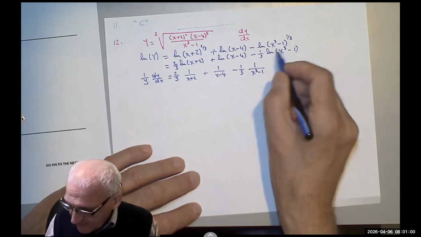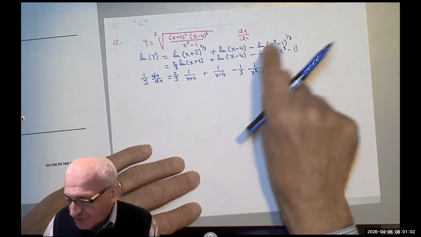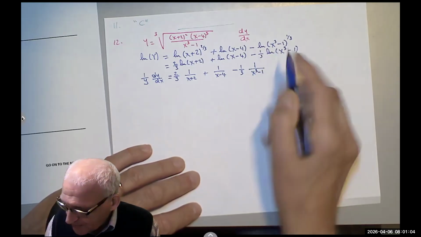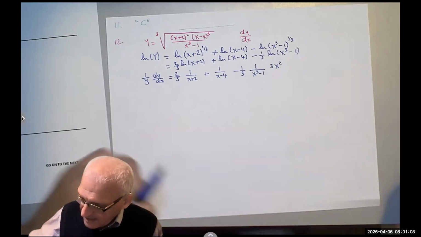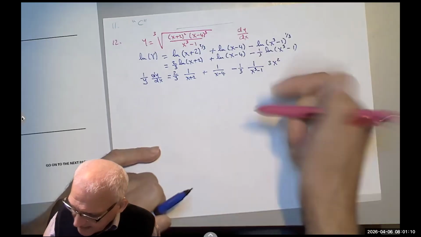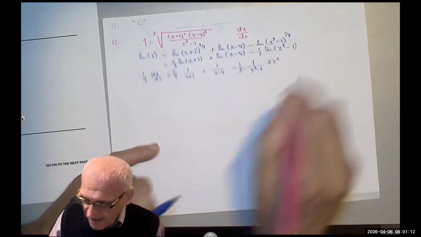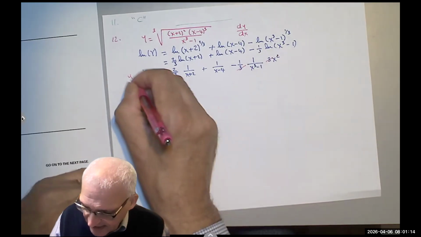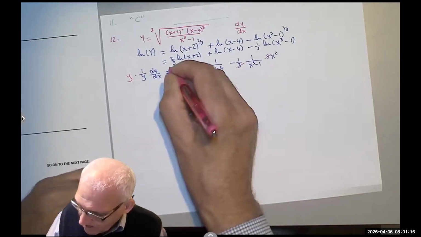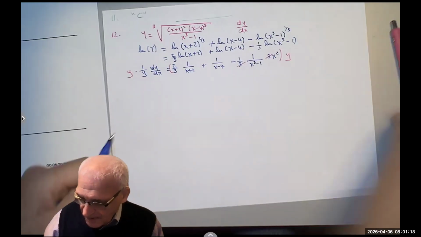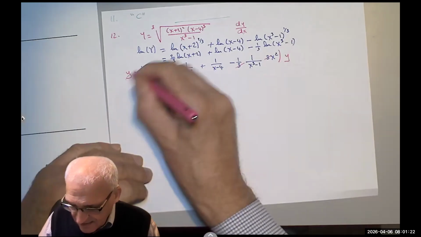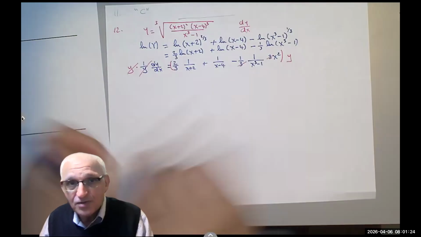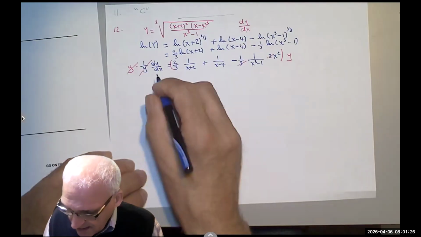That's the derivative of the natural log function. But when you step inside, you get x cubed, so you're going to multiply that by 3x squared. The 3 and the 3 cancel out. Then I'm going to multiply both sides by y. Notice that you can see the answer right there. I'm just showing you the full answer.